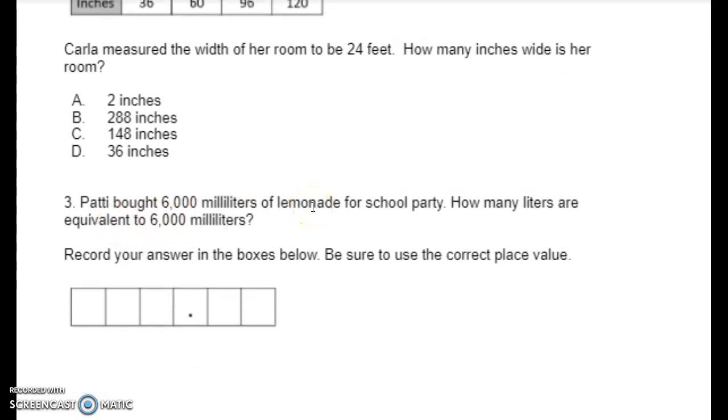Number 3. Patty brought 6,000 milliliters of lemonade for a school party. How many liters are equivalent to 6,000 milliliters? Record your answer in the boxes below. Be sure to use the correct place value. So you'll record your answer in these boxes. Please note the decimal is located in this box here when you record your answer.